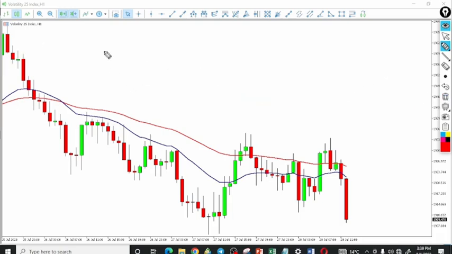So here's how you use the moving average. Number one, you can use the moving average to determine trend.